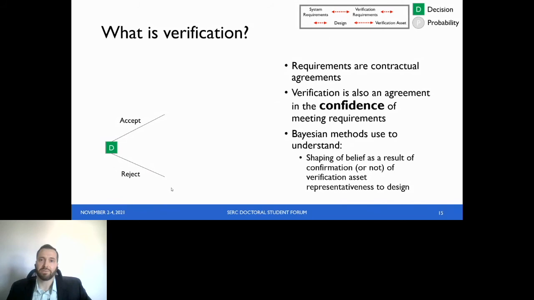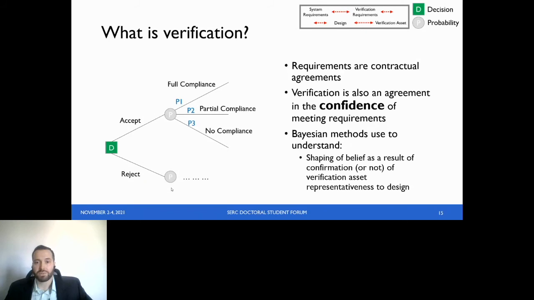meets the requirements. And so that's why we can use Bayesian methods to understand how verification shapes our beliefs as to the meeting of the system to its requirements. Ultimately, what I'm saying here is that I'm going to use a Bayesian network to understand the shaping of our beliefs as a result of understanding adherence of a verification asset to the design.